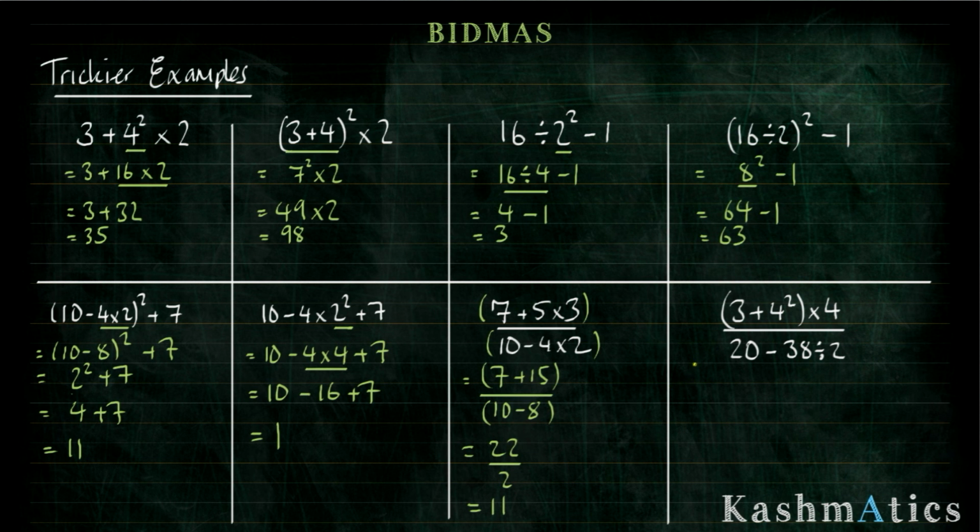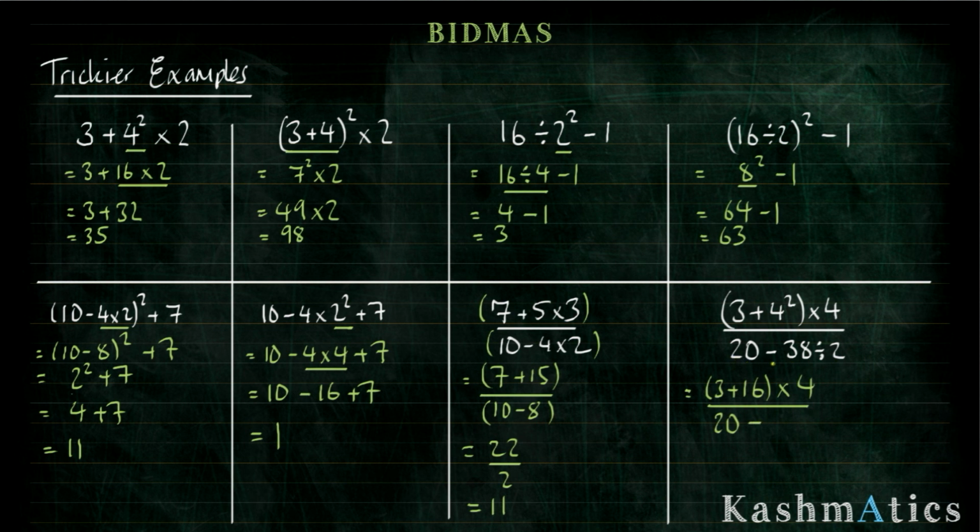Now, I'm not going to put brackets around the top and around the bottom because it's just going to get a bit messy, but I need to bear that in mind. Now the top has got BIDMAS going on, and there's brackets in there, and there's BIDMAS going on within the brackets as well. So let's just sort out what's in these brackets first. So we've got 3 plus whatever 4 squared is, okay, because this index needs to get done first. So it's 3 plus 16 multiplied by 4 divided by whatever 20 take away 38 divided by 2 is.